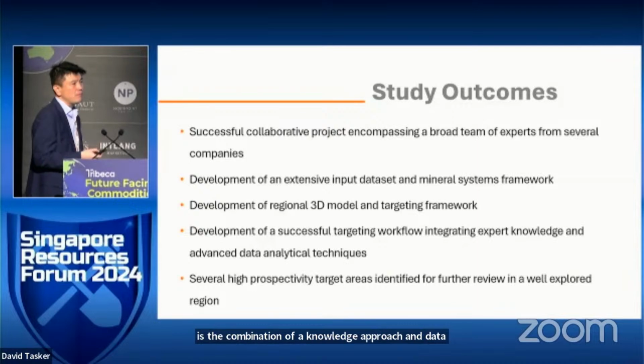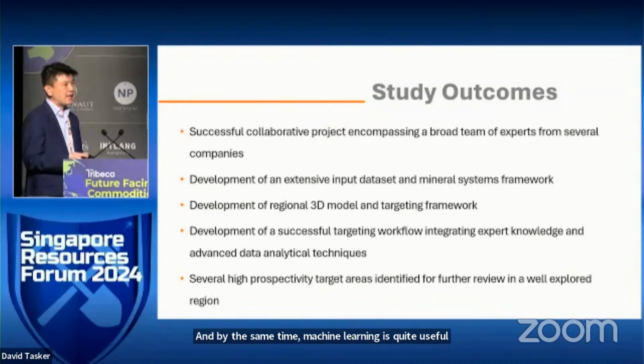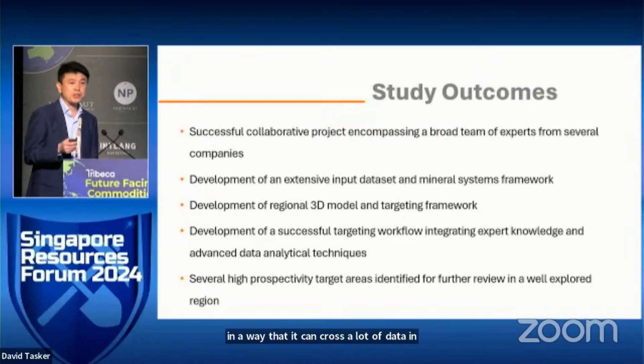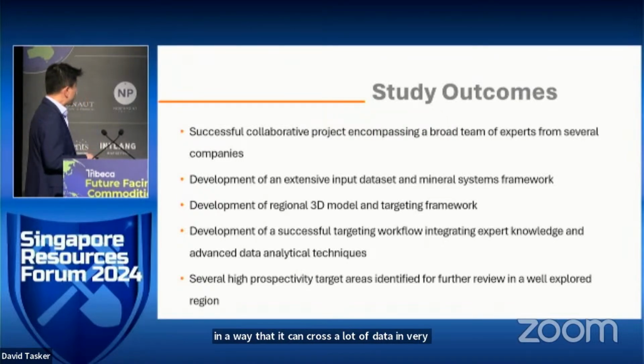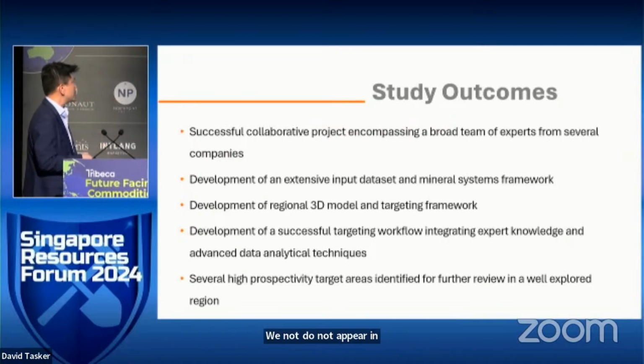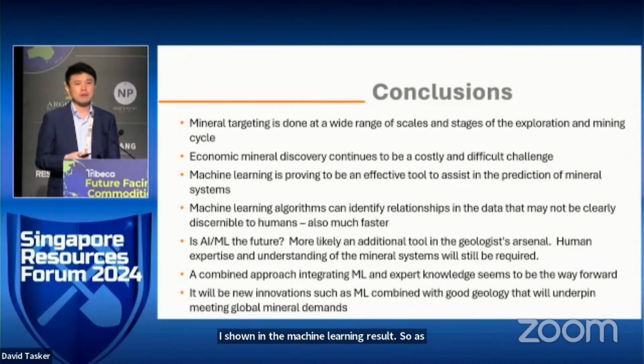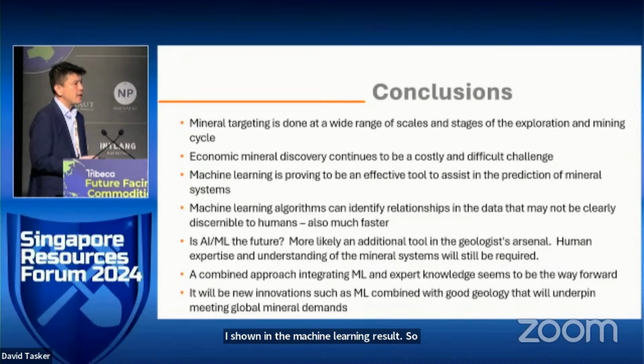But at the same time, machine learning is quite useful in the way that it can process a lot of data in a very short period of time. And also, some of the bias, maybe by geologists, do not appear in the machine learning process. So some of the hidden targets are shown in the machine learning result. So as to us, this is really one of the ways forward in terms of exploration targeting.